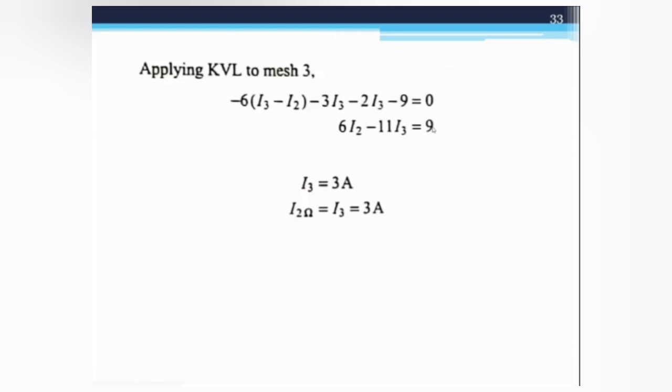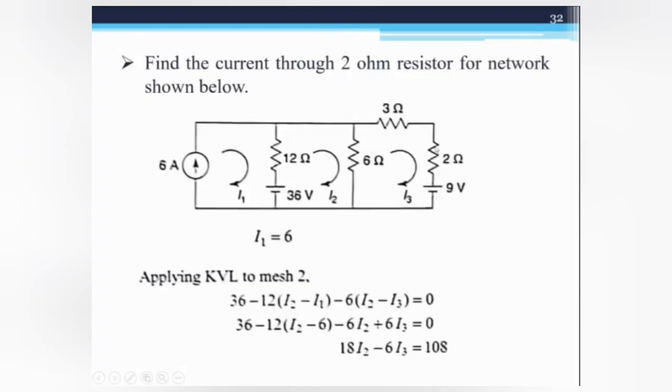By solving equation number 1 and 2, we get the value of I3 equal to 3 ampere. And therefore, the current in the 2 ohm resistor, this one, is the same as I3. So the current in the 2 ohm resistor is also 3 ampere.